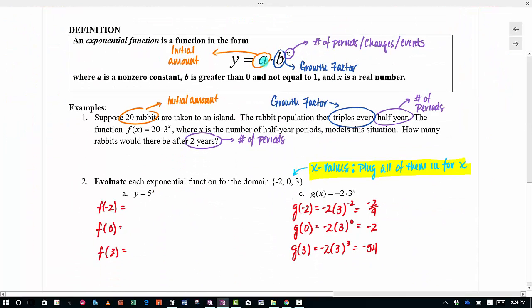All right, so now that we have that down, we kind of know what all the different parts are, right? A is our initial value, B is our growth factor, and X is our number of periods or changes or events or time. It's all of the changing periods of it. If we know all those parts, let's look at a word problem here.